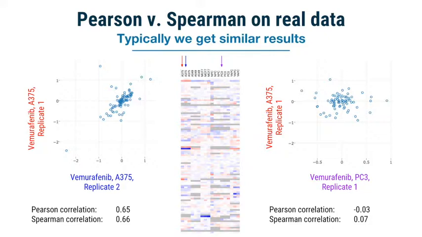So again, each point here is a phosphosite, the value that we recorded for that phosphosite. Quite a bit of agreement between the two replicates. But if you compare a replicate of A375 Vemurafenib to Vemurafenib in PC3, correlation's low regardless of which metric you choose.